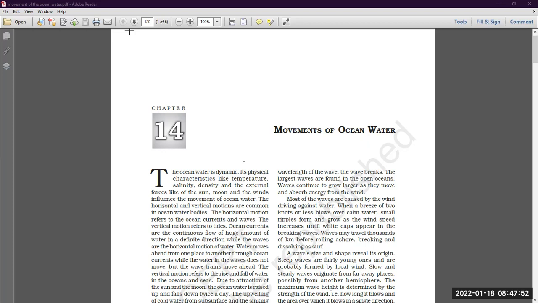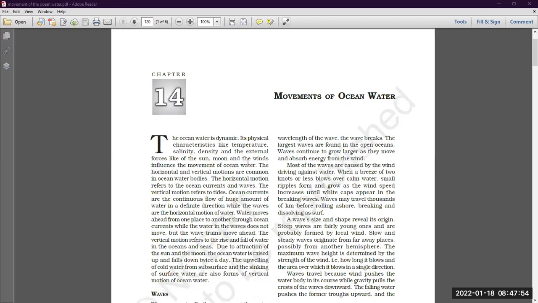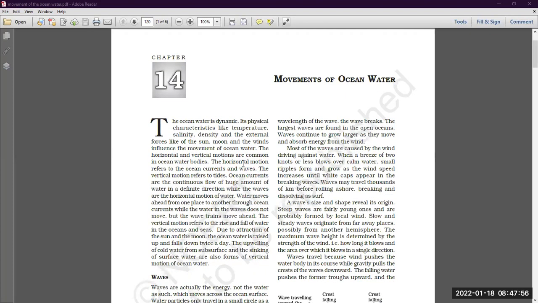Two types of movement we studied in our last class. The first one is horizontal motion in ocean water and the second one is vertical motion. In horizontal motion, we discussed the ocean currents and waves. And the example of vertical motion of ocean water is tide.